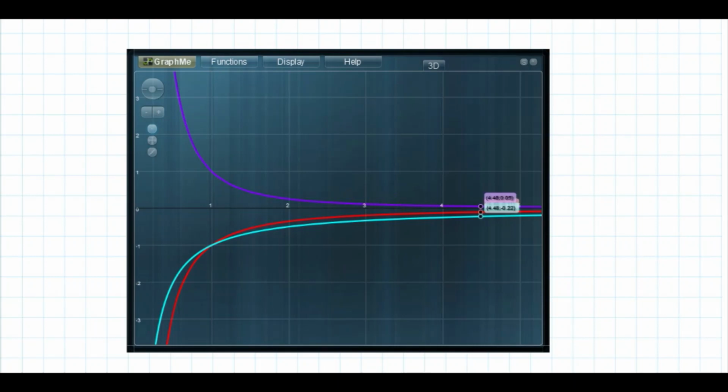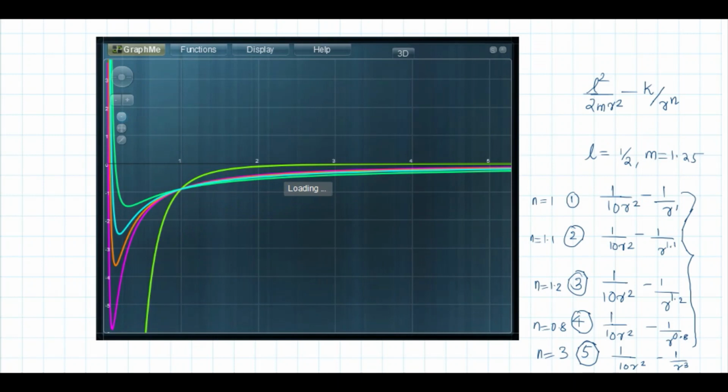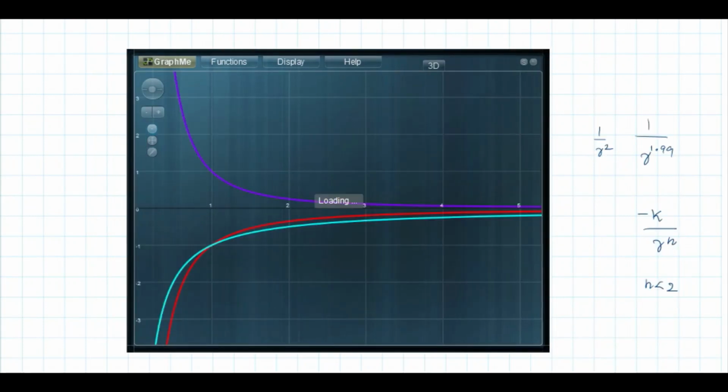It is approaching 0 slower than 1 by r square. Even if you take any power up to say 1 by r raised to 1.99, it will be going to 0 slower than 1 by r square. And for any potential like minus 1 by r raised to n with n less than 2, you will get a minimum in the effective potential graph, and the nature of orbits will be the same as that of the Kepler potential. But if your power is greater than 2, then it will not have any minimum, and the nature will be different. That we will discuss now.